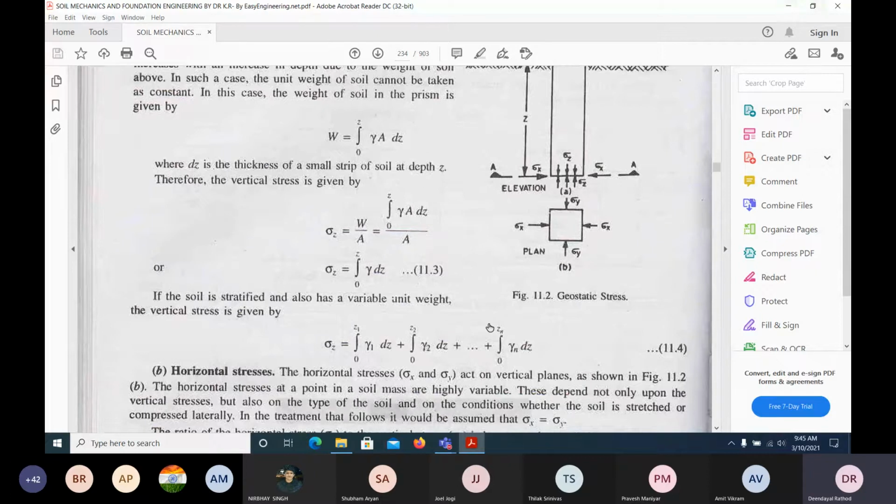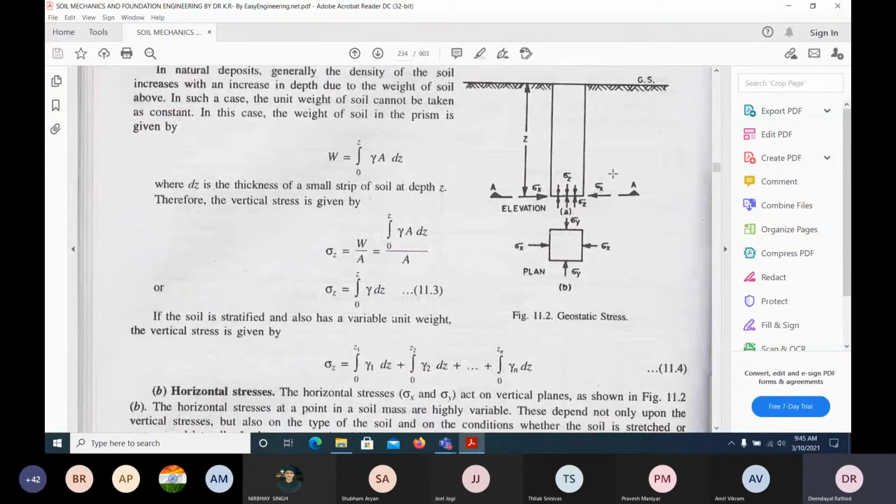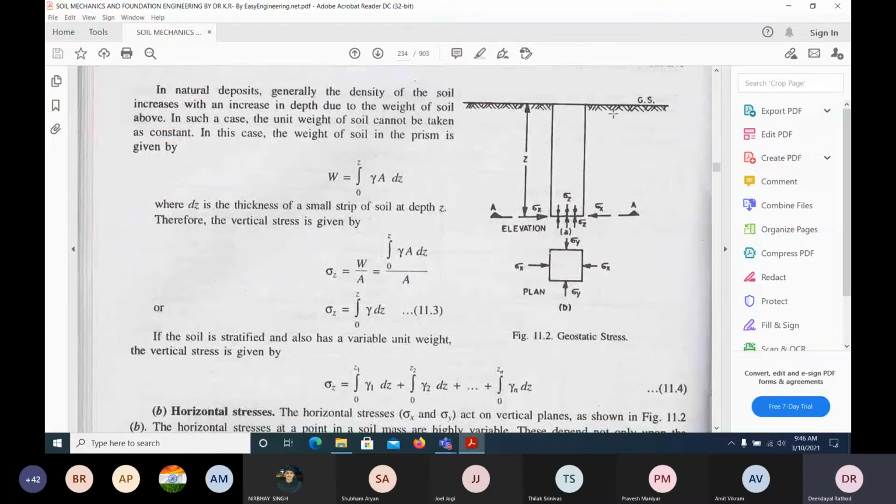Okay, this thing we have derived already. For different layers, it is gamma into h, the depth. So I want to find out the vertical stress here. What is the vertical stress? If you know the unit weight of this particular soil multiplied by h, the depth, it will give the sigma y. Now there are the coefficients.